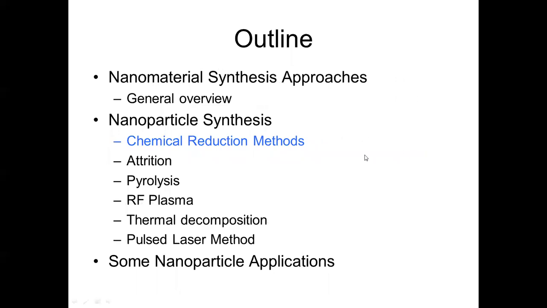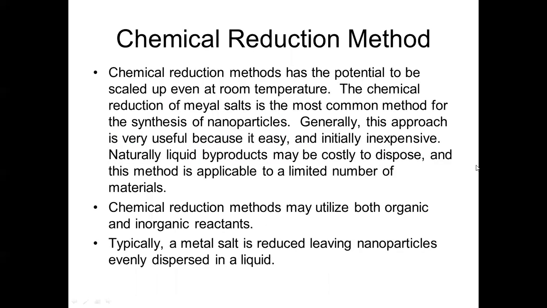The first one we're going to start with is the chemical reduction method. Chemical reduction methods have the potential to be scaled up even at room temperature. The chemical reduction of metal salts is the most common method for synthesis of nanoparticles. Generally, this approach is very useful because it's easy and initially inexpensive. Naturally, liquid byproducts might be costly to dispose of, and this method is applicable to a limited number of materials.